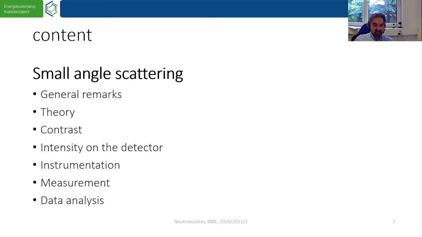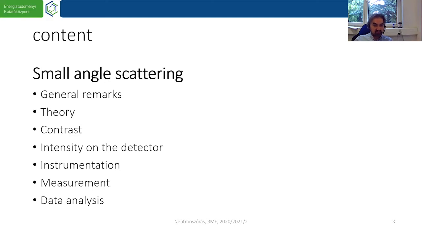Then we shall see what we actually measure. We measure the intensity of the scattered neutrons, and we measure them with the detector, and there are a few experimental or technical aspects which must be known for making a proper measurement.